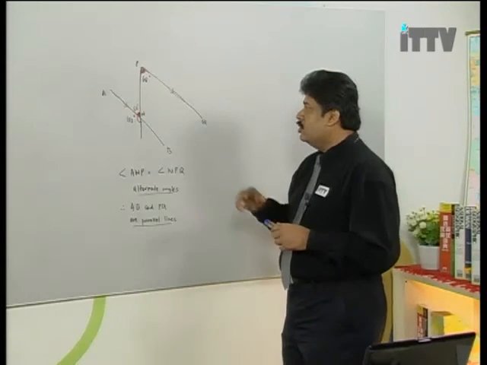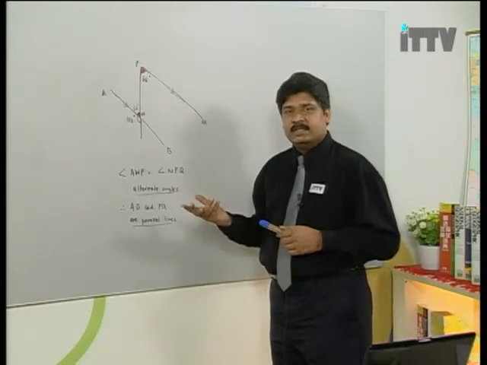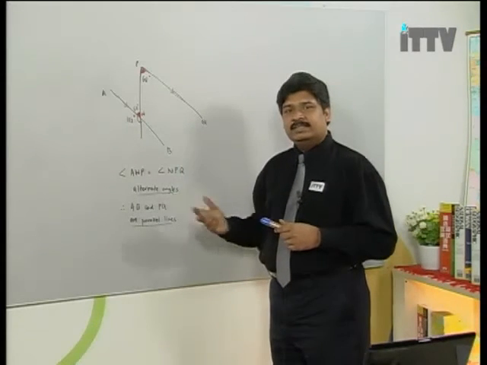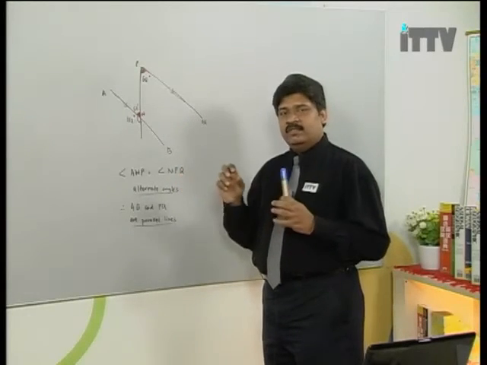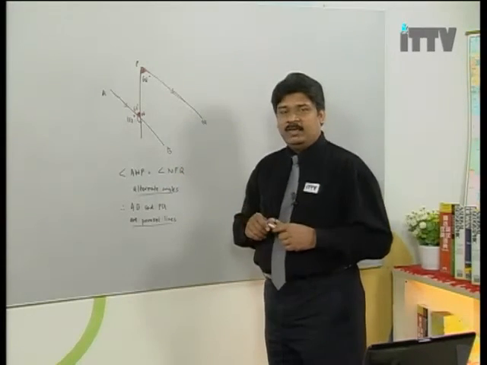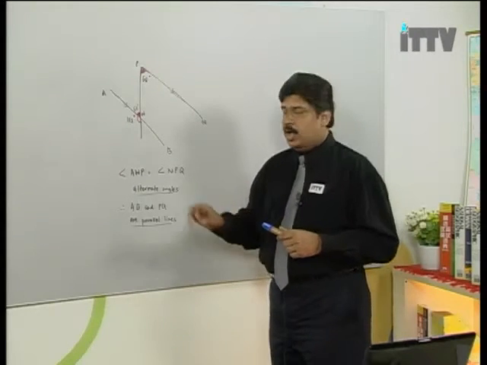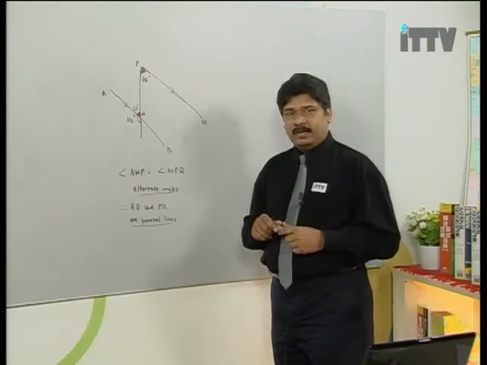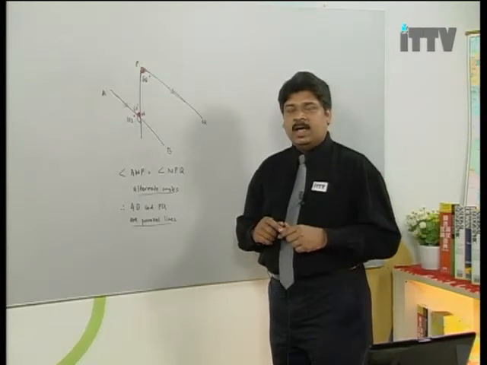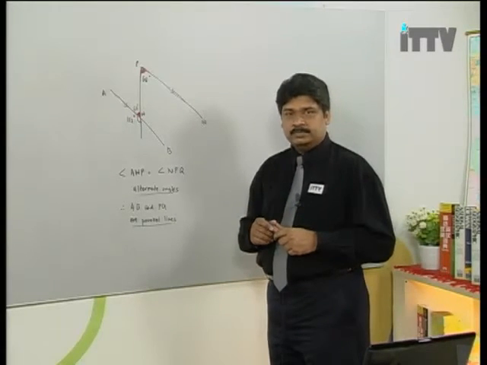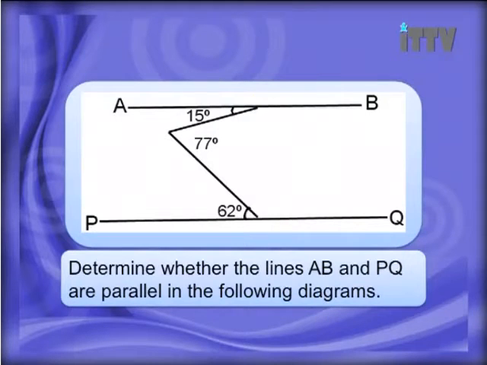So therefore, if you look into different questions, different types of angles can come about. It is up to you to use your good vision to determine what kind of angles we are talking about. Having established the type of angles, then we can establish whether the lines are parallel or not. Determine whether lines AB and PQ are parallel in the following diagram.